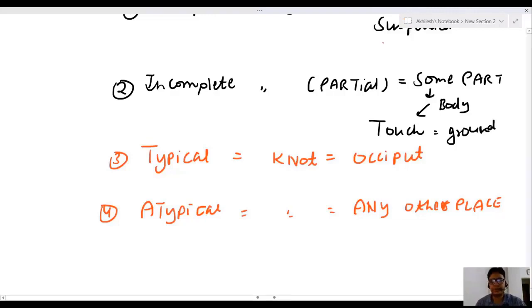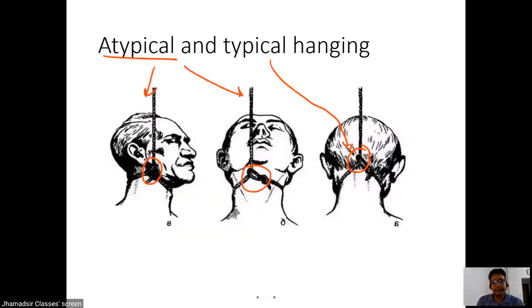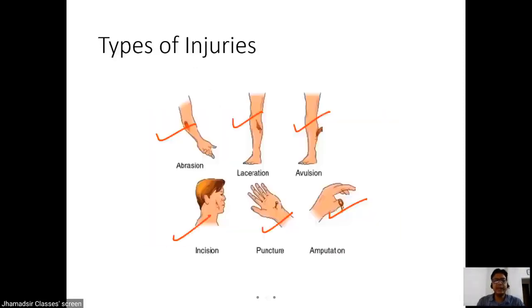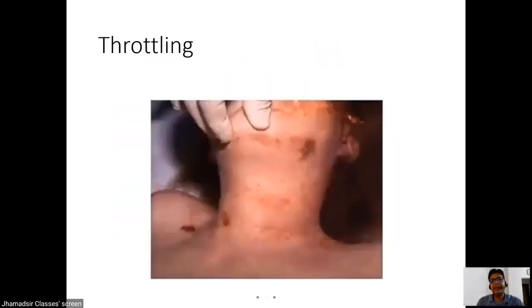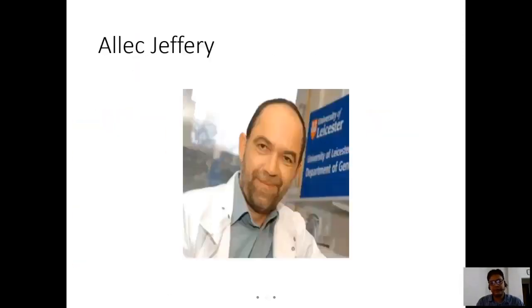I will show you the picture because pictures are also important. See, the knot is at the occiput. This is a typical hanging. And this is the knot. These are examples of atypical hanging, not at the occiput. This would be atypical hanging.